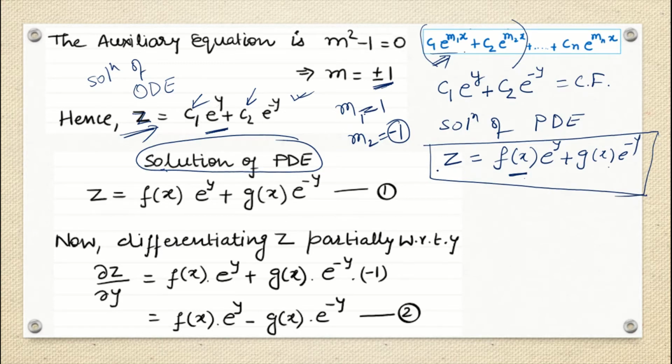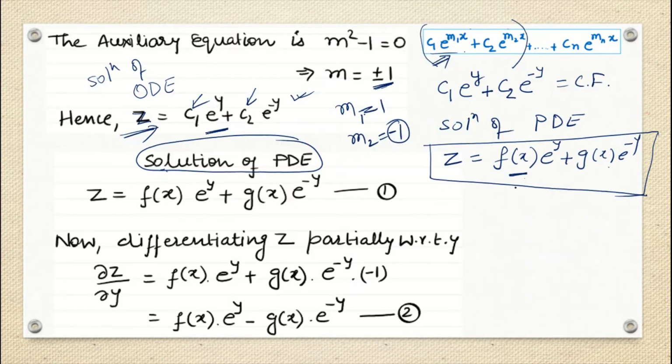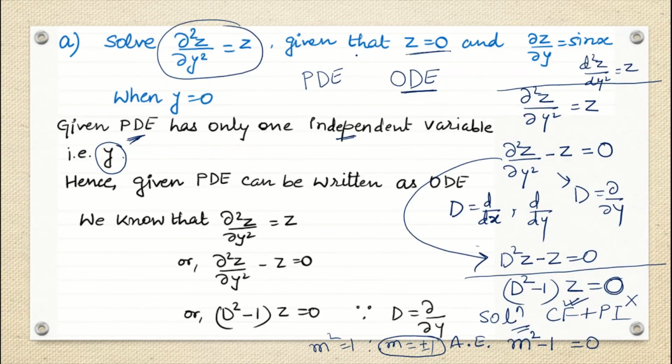Fine. But the conditions given in the question are actually given just to find the values of f(x) and g(x). Given that z is 0 and del by del y of z is sin x when y is 0. So two things have been given to us: if y is 0, then z is 0, and if y is 0, then del by del y of z is sin x. These two things we will be writing down.